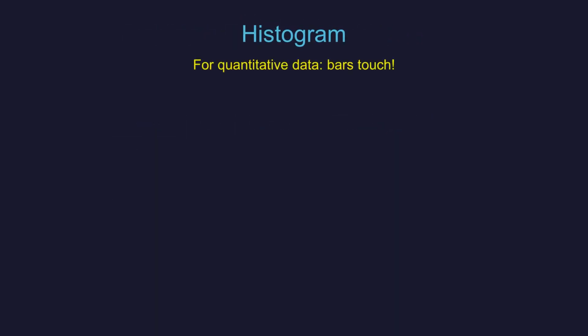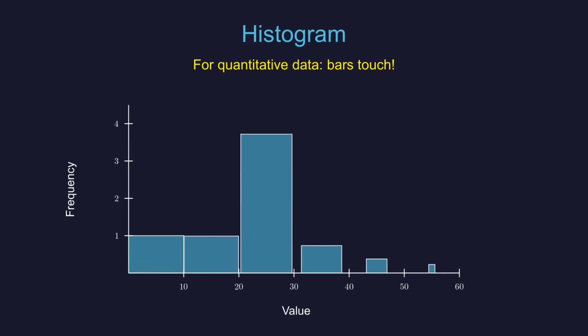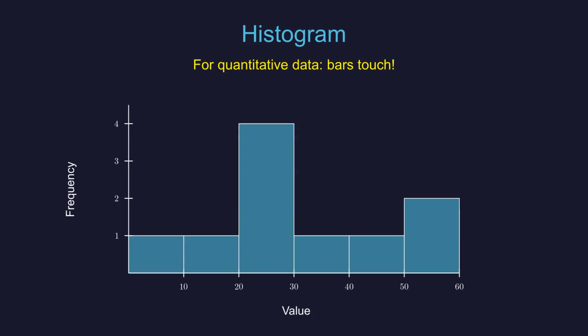A histogram is the graphical representation of a frequency table for quantitative data. We set up axes with class intervals on the horizontal axis and frequency on the vertical axis. Notice the key feature of histograms: the bars touch each other. This is because the data is continuous, and each bar represents a range of values with no gaps.